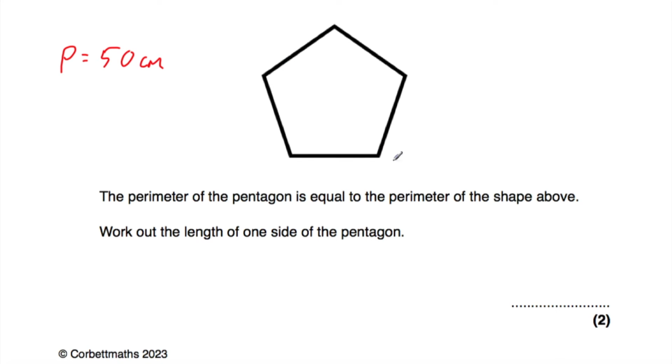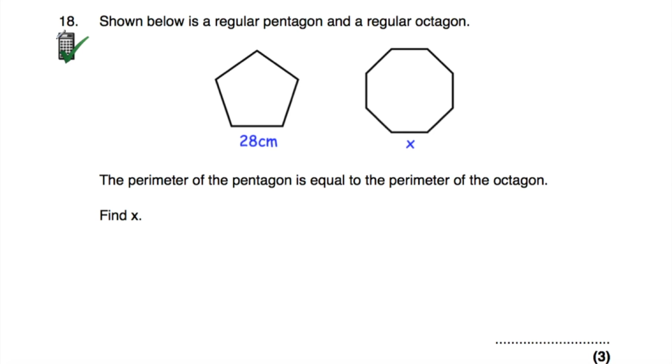Now, obviously, it's a 5-sided shape and it's regular. That means they've all got the same length. So if we just take our 50 and divide it by 5, 50 divided by 5 is equal to 10. So that means the length of each side is 10 centimeters. And that's it. Okay, let's have a look at our next question, question number 18.